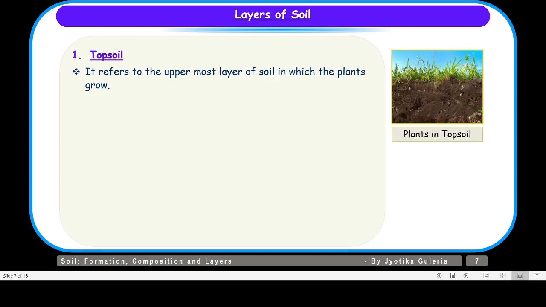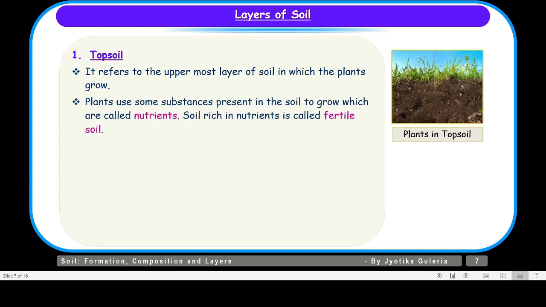Topsoil. It refers to the uppermost layer of soil in which the plants grow. And children, plants use some substances present in the soil to grow, which are called nutrients. Soil rich in nutrients is called fertile soil.